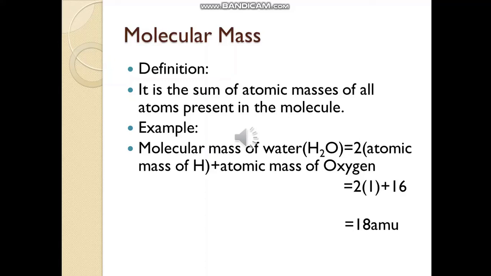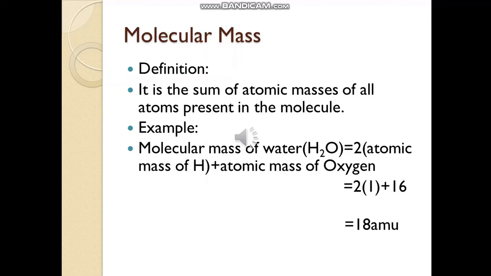AMU stands for atomic mass unit. What is the definition of molecular mass? It is the sum of atomic masses of all the atoms present in the molecule. The molecular mass of a compound can be calculated by adding the atomic masses of all the atoms present in the formula. Let's take an example of a water molecule.